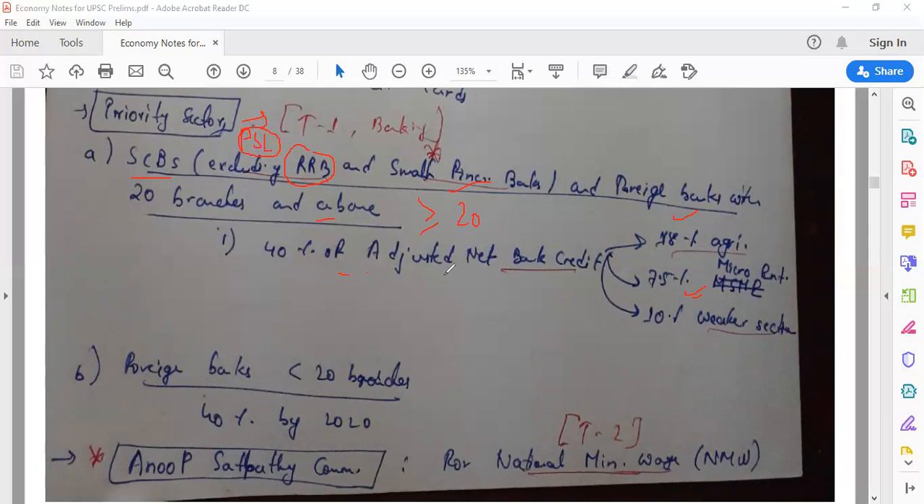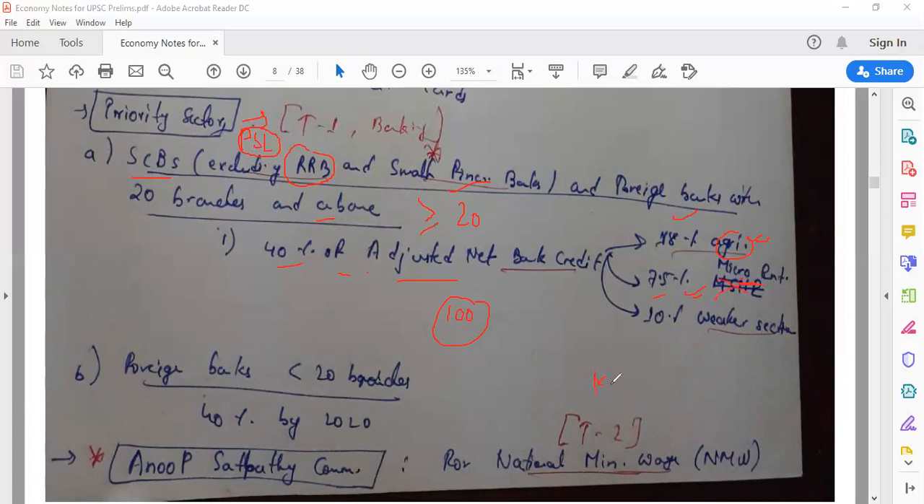40% of adjusted net bank credit. Suppose they have 100 rupees of adjusted net bank credit. And you do understand, adjusted net bank credit is calculated after computing the CRR, SRR, and all those. So you don't need to go too deep into detail. What you have to understand is 40% of the adjusted net bank credit, out of that, 18% has to be devoted to agricultural activities, 7.5% to micro enterprises.